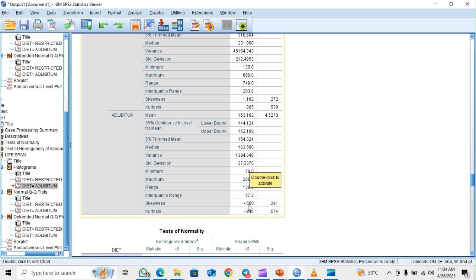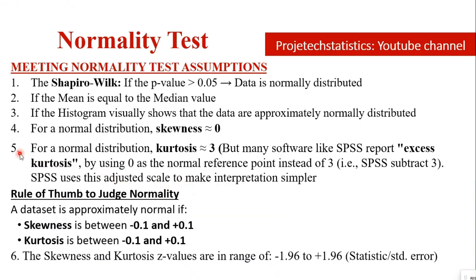So here I also show you that the two distributions are skewed, they are not normal. Now in the fifth one, for the normal distribution, the kurtosis is 3. But I told you that some software like SPSS report what we call the excess kurtosis, they use 0 as the normal reference point instead of 3. Yes, that's okay. So they use 0, and you can clearly see that kurtosis here should fall between minus 0.1 and plus 0.1.